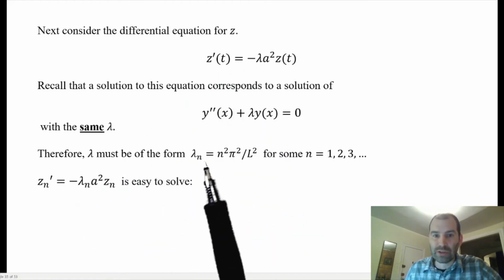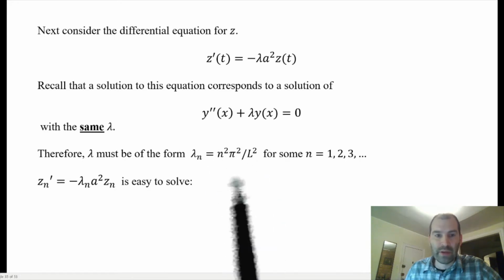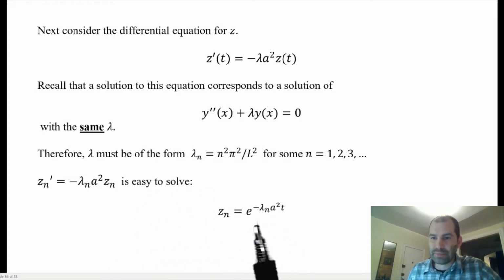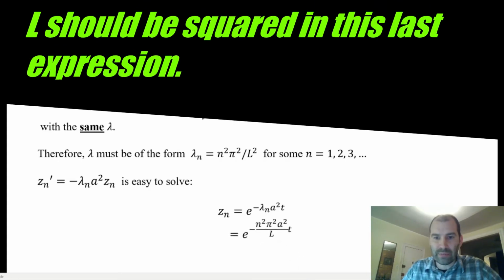So I'm just imagining anything of this form. We're just looking for solutions to this. Well, this is super easy to solve. This is just a first-order differential equation, and so when you solve it, you get this. Now, let's just express lambda n out a little bit there. Remember what it was, just substituting that stuff in there, and so that's it.